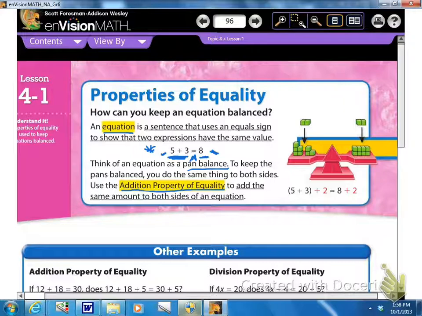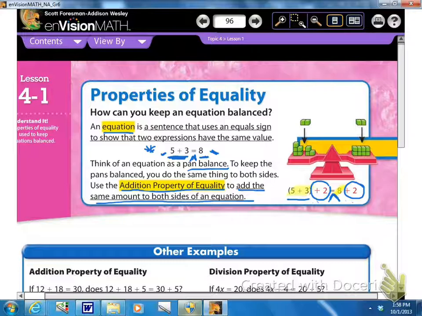With the addition property of equality, if you add the same amount to both sides of an equation, they will still be equal. So let's look over here. They have 5 plus 3, which is what we had before, and 8. Now we know that's equal. So what did they do? Well, here's my pan balance, right? My equal sign is my balance. On the left side they added 2, and on the right side they added 2. So they added the same amount to both sides of the pan balance, keeping it equal.